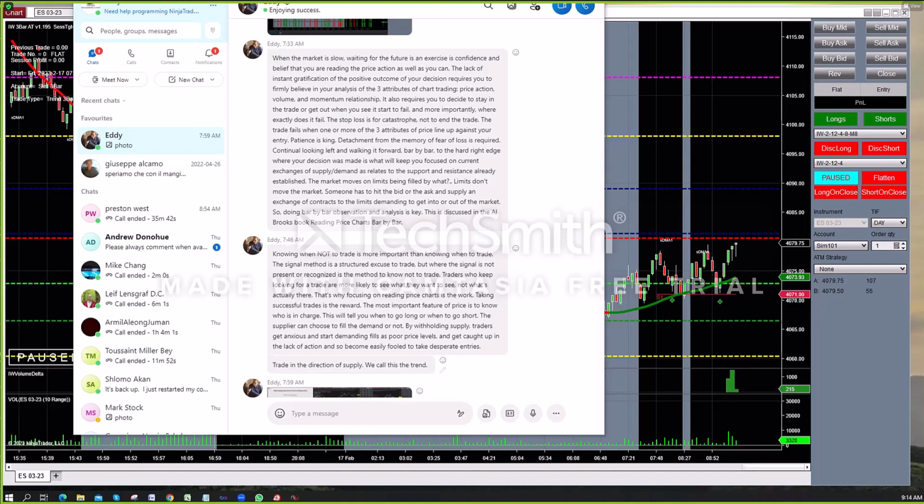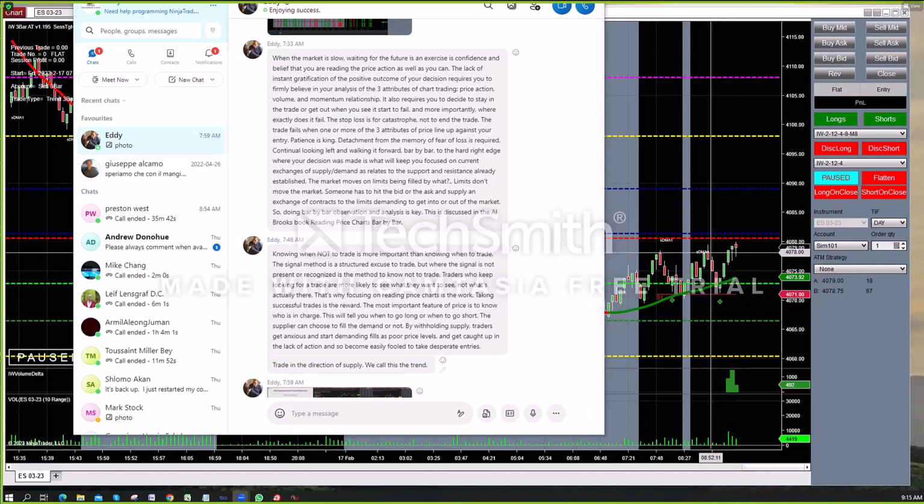So it means that you have to actually believe in what you analyzed and that you've got all the parts correct in your analysis of the three attributes of chart trading, which is the price action, the volume, and the momentum. That means how fast volume is coming in, how fast orders are being filled, how hard they're hitting the bid or the ask. It also requires you to stay in the trade or to get out of it when you see it start to fail. And more importantly, where exactly does it fail? These kinds of things you have to determine beforehand.